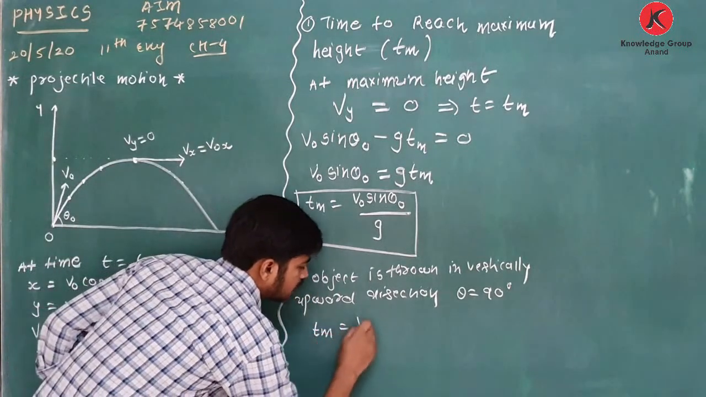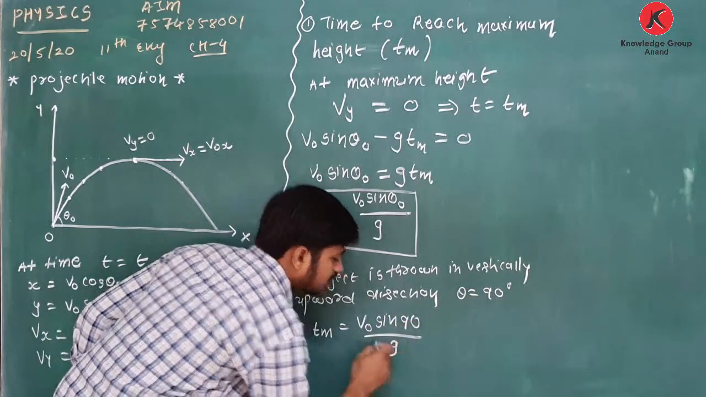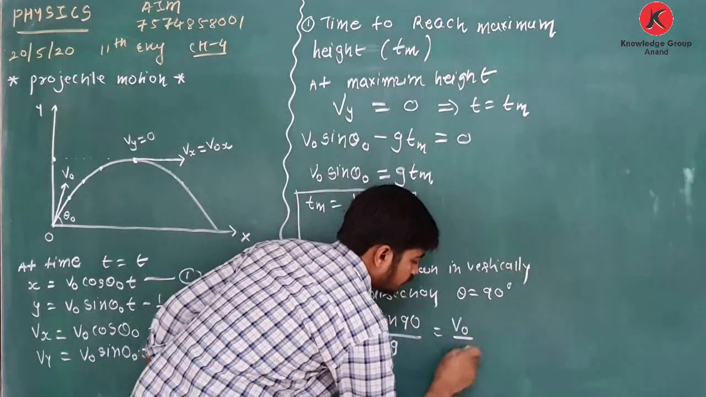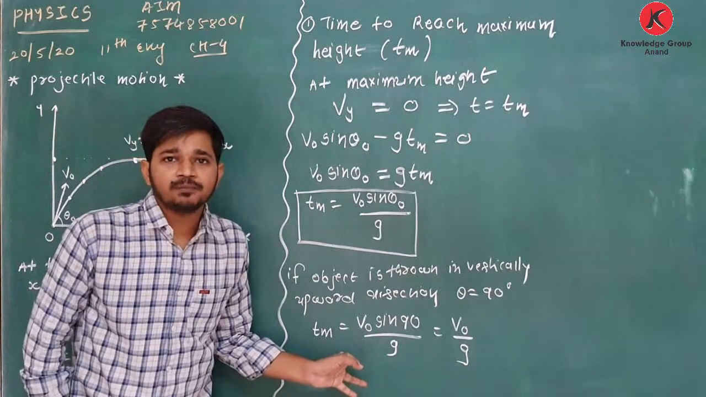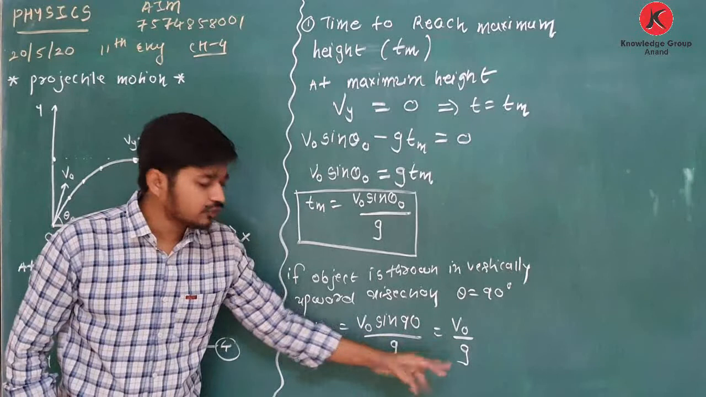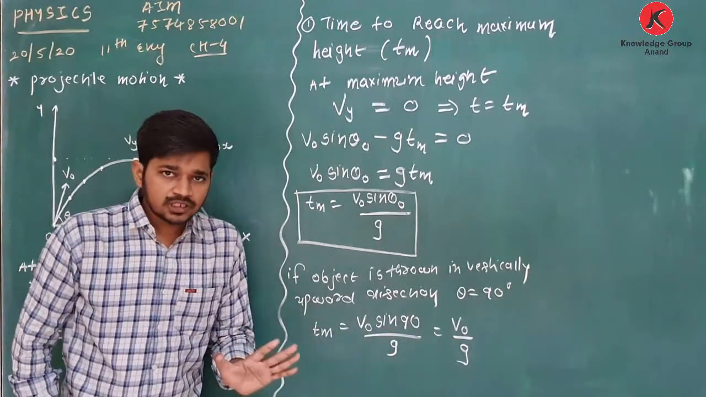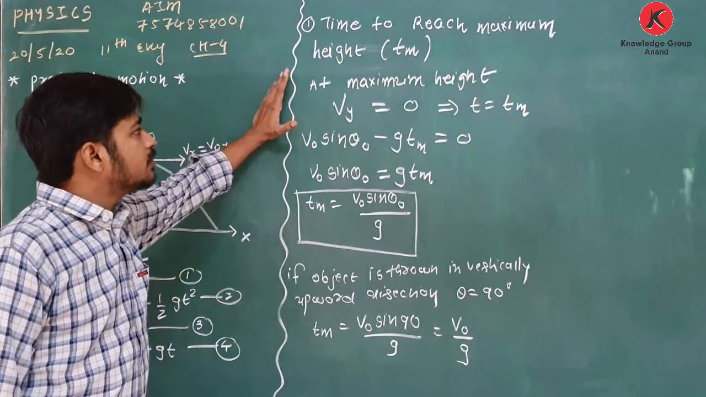Then Tm is equal to V0 sin 90 upon g. What is the value of sin 90? Yes, it is 1. Then Tm is equal to V0 upon g. Remember, this result we have obtained in chapter number 3 for vertically upward motion. Yes, same result, V0 upon g. Clear about this? So yes, first we have to find the time to reach maximum height.